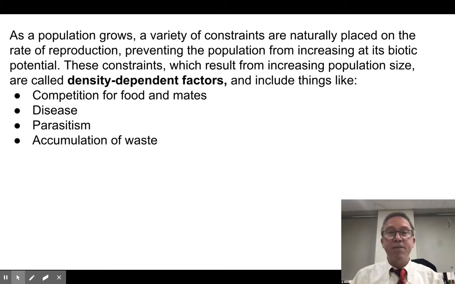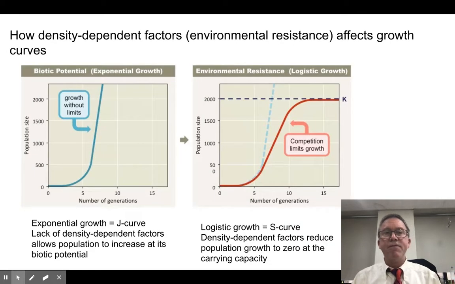Later in this presentation, I'll talk about density independent factors. But for right now, let's just look at this. Okay, so density dependent factors basically work like this. If there's no density dependent factors, we get this exponential growth. So the population is just growing at its biotic potential, the maximum rate at which it can grow, which is shown here in a dashed line. And we get what's called a J curve. All right, so when we see a J curve, we should be thinking biotic potential, no density dependent factors of any consequence. There's no limitations on resource availability.